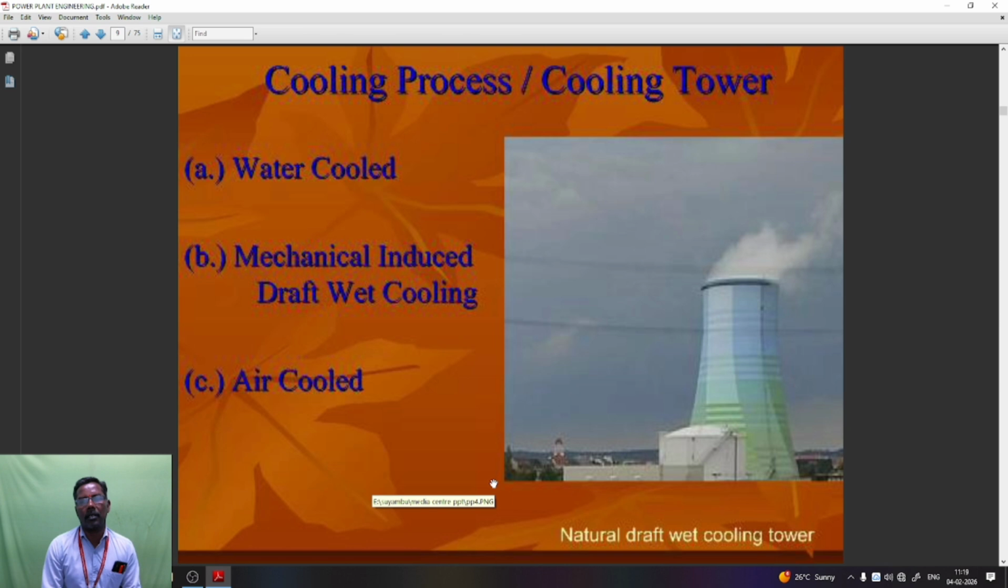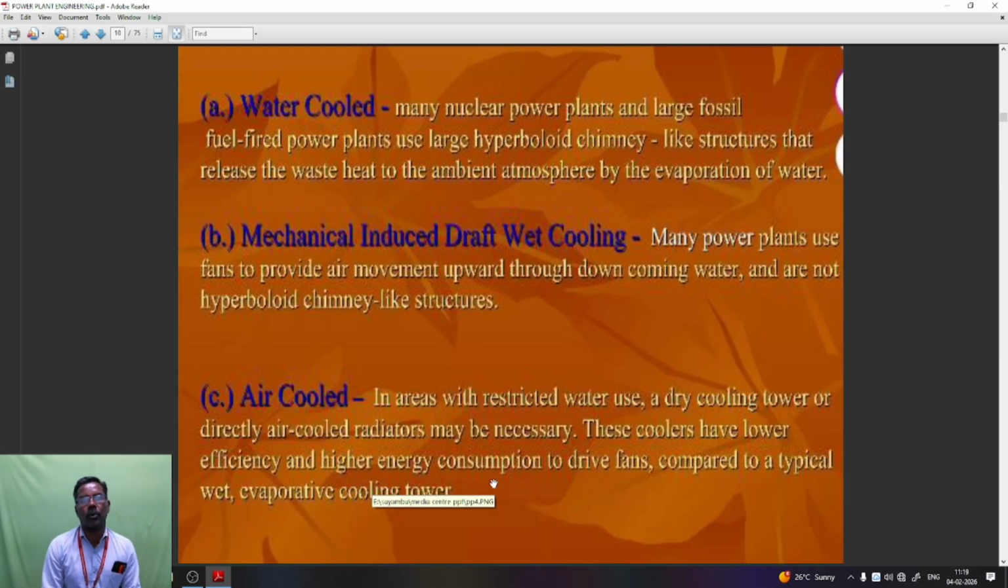Cooling process, cooling tower. Normally, three types of cooling process are available. One is water cooled, second one is mechanical induced draft wet cooling, third one is air cooled. Water cooled: many nuclear power plants and large fossil fuel fired power plants use large hyperboloid chimney-like structures that release the waste heat to the ambient atmosphere by the evaporation of water.